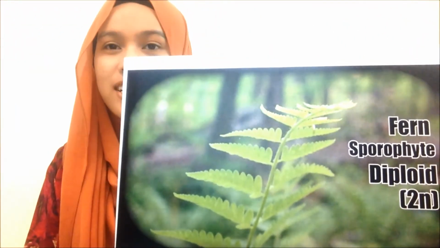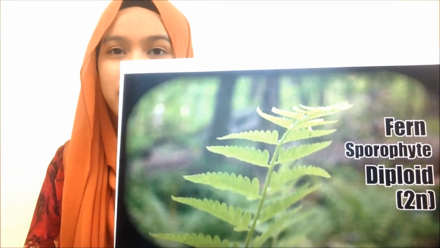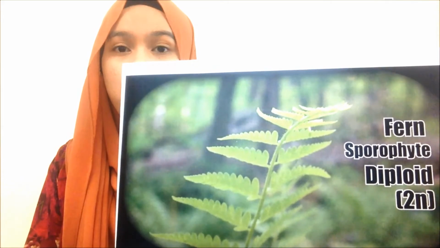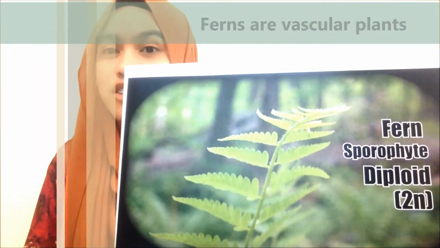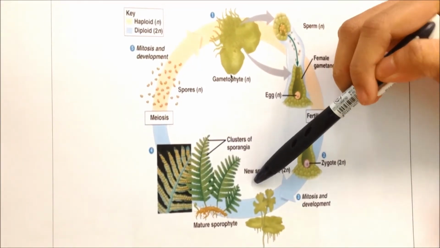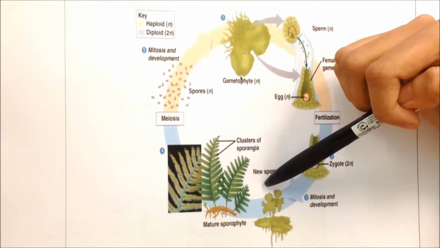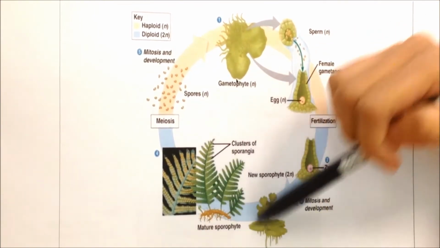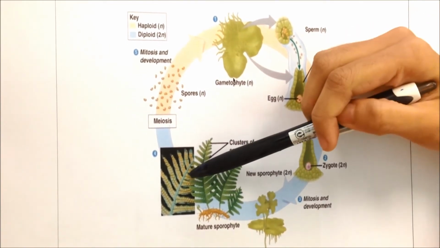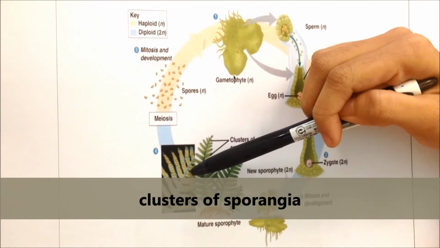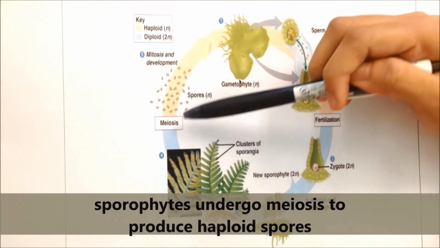Now let's compare the story of mosses to a more highly evolved plant, the fern. When you look at a fern, it is the sporophyte stage. Ferns are vascular plants, so they can get much larger than mosses. We're going to start with the dominant phase, the phase that you will see out in the forest, and in the case of the fern, it's the sporophyte. The sporophyte produces spores. If you look at the underside of the fern leaf, you'll see the clusters of sporangia. And of course, sporophytes undergo meiosis to produce haploid spores.